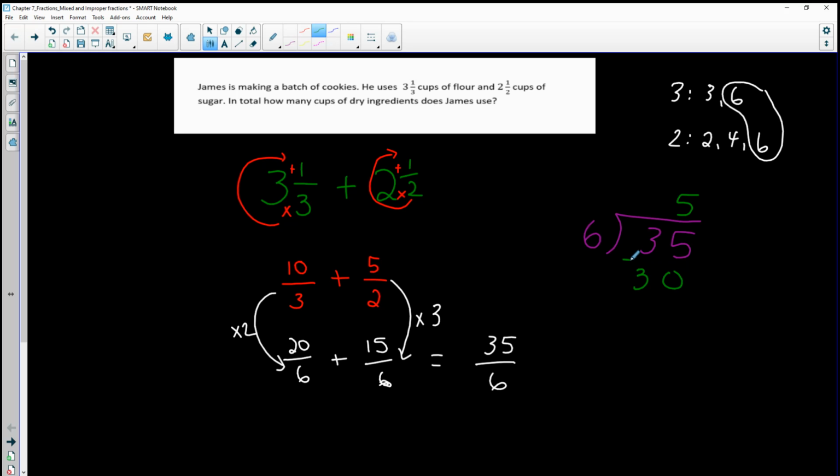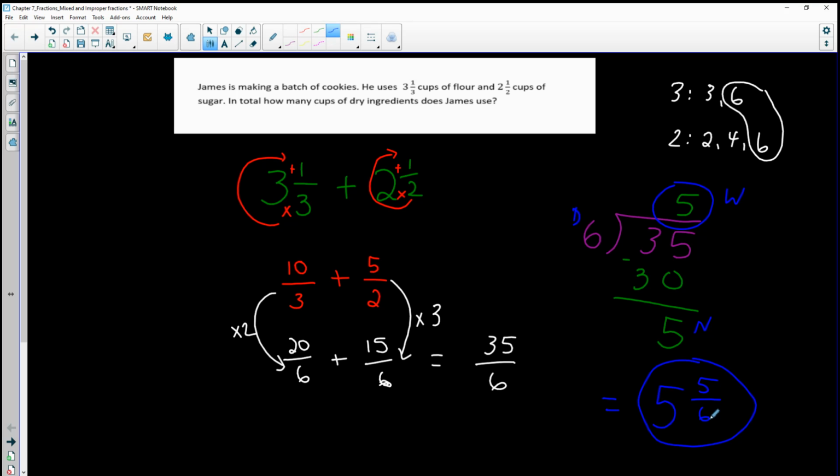Okay, and so that becomes your remainder. Okay, so this becomes your whole number. The remainder becomes your numerator, and of course, this is your denominator. So I would rewrite this as 5 and 5/6. Now, of course, if this fraction could be reduced, then you would do that. Otherwise, you know that that is correct.